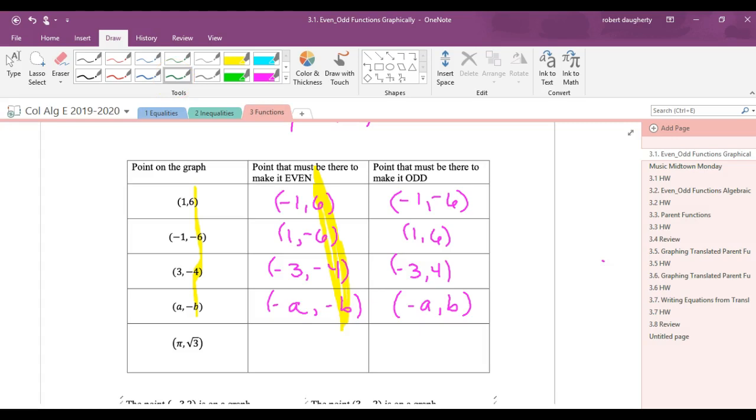So if pi, square root of 3 is on the graph, what is there if it's even? Yeah, negative pi. Yep. And if it's odd, what is there? Yeah, negative square root of 3. Okay. So that's just drilling home the fact that if you know if it's even or odd, and I give you a point on the graph, what other point has to be there? Okay.